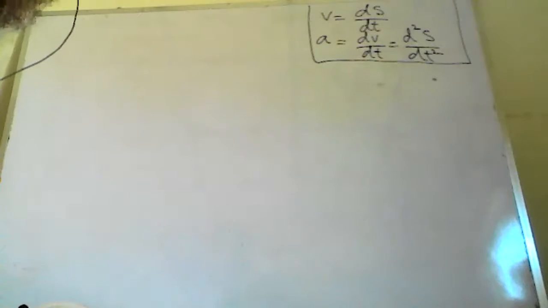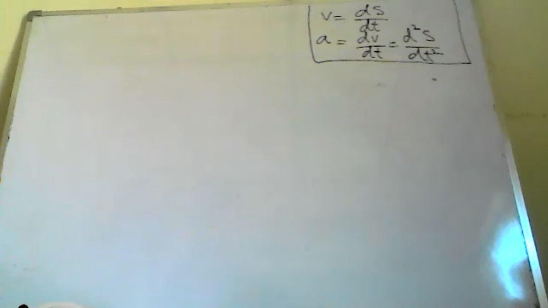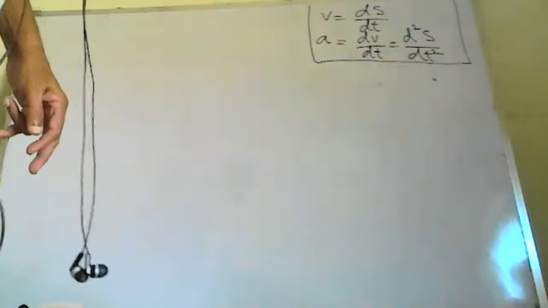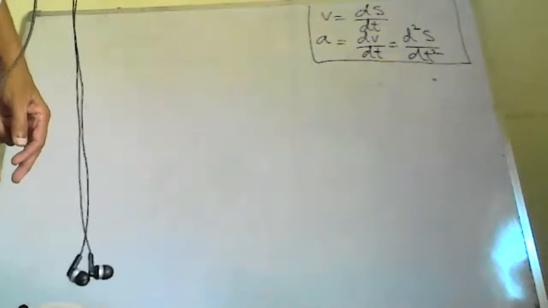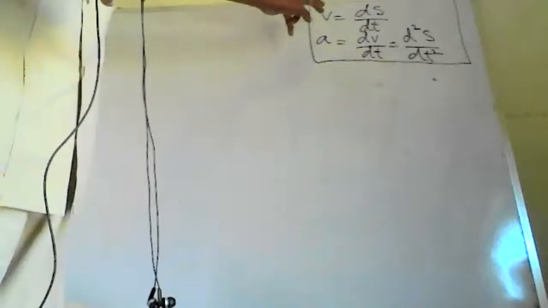Velocity. Velocity is the derivative of s with respect to t. Velocity is the rate of change of displacement. Therefore, velocity v is equal to ds upon dt. ds upon dt means the rate of change of the distance with respect to t. So velocity is equal to ds upon dt.